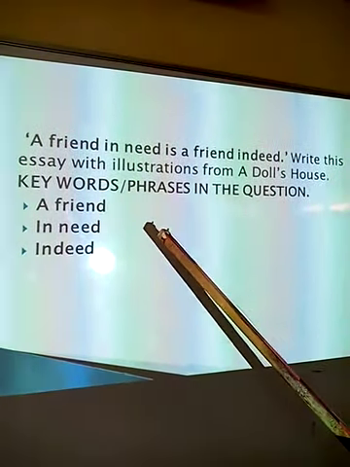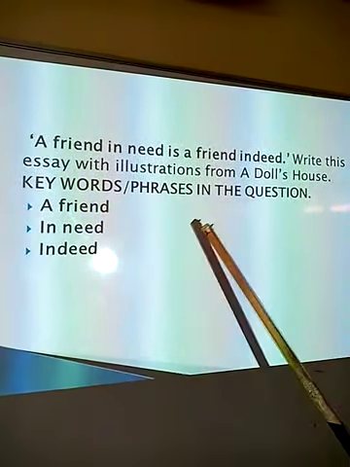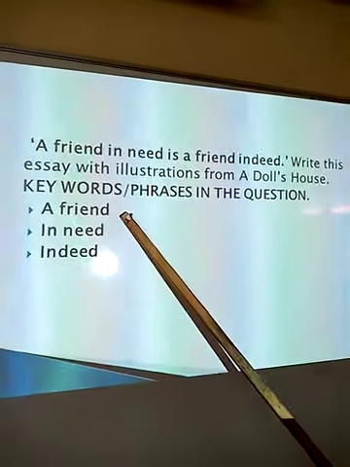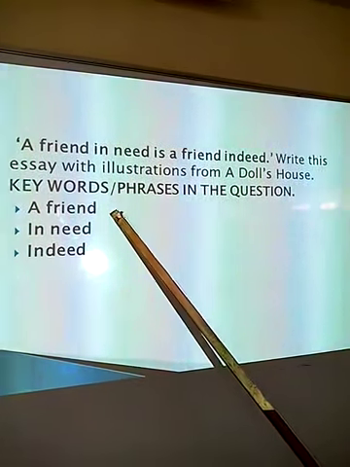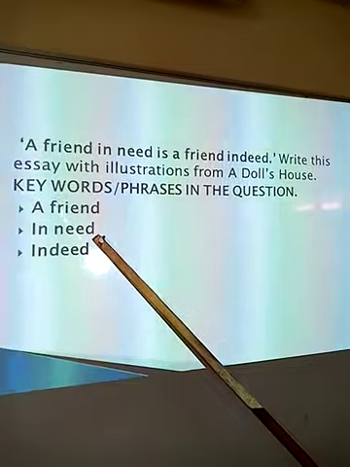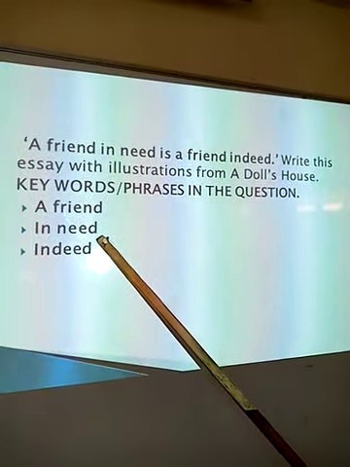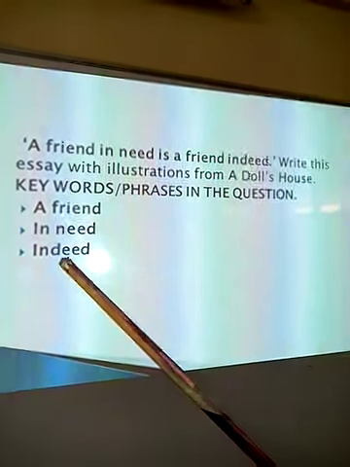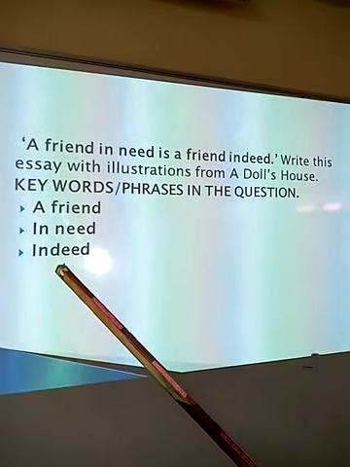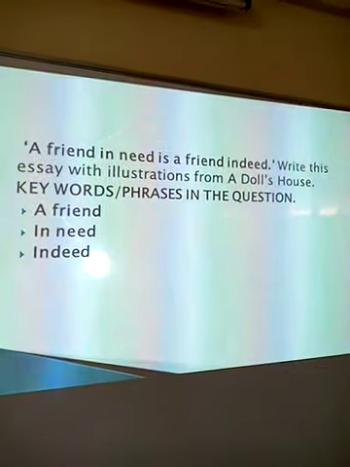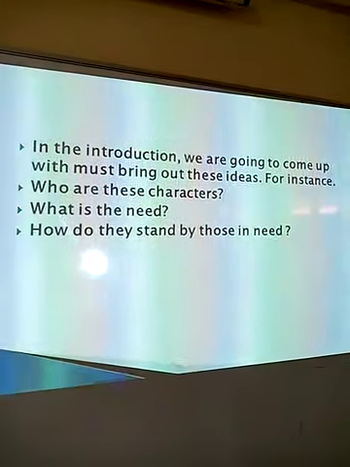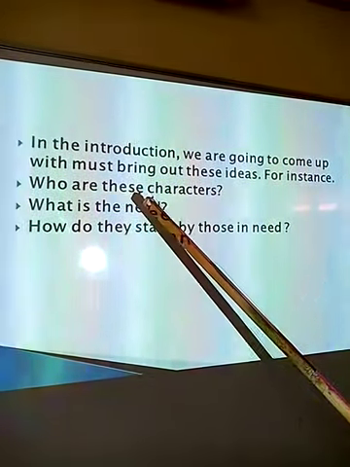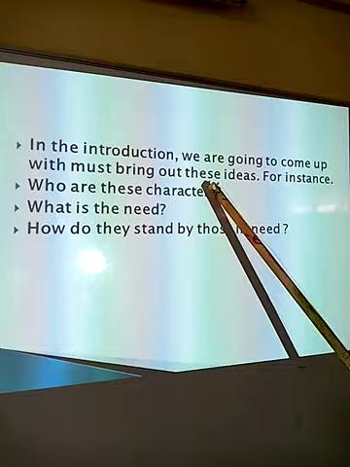First of all, it is important to underscore the phrases or the keywords in the question. For example, in the question we are talking of a friend. So who is a friend in A Doll's House? We are talking of need. So one of these friends is in need, and the other person, whoever counts as a friend, will genuinely, honestly work for the good of the friend that is in need, to bail them out. Now, in the introduction, we must bring up these ideas.